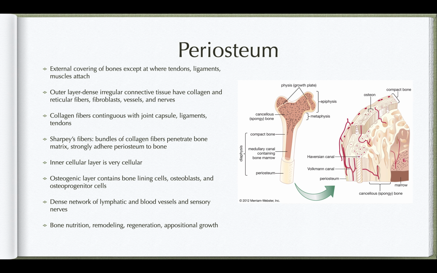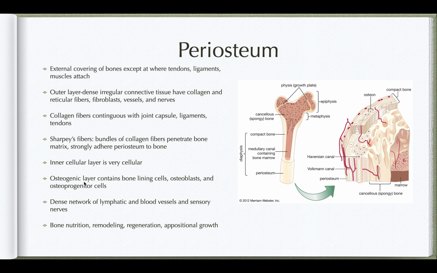The periosteum is the external covering of the bones, except for where the tendons, ligaments, and the muscles attach. The outer layer is going to be a dense, irregular connective tissue, and that contains collagen and reticular fibers, along with fibroblasts, vessels, and nerves. The collagen fibers are going to be continuous with the joint capsule, the ligaments, and the tendons. Sharpey's fibers are bundles of collagen fibers that penetrate the bone matrix, and they strongly adhere the periosteum to the bone. And the inner cellular layer is very cellular.